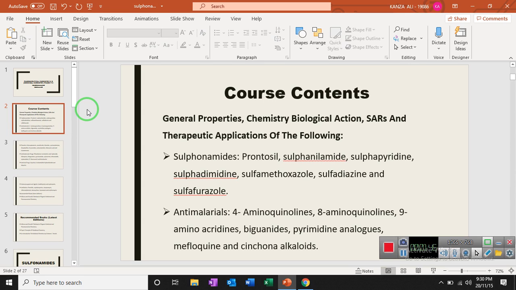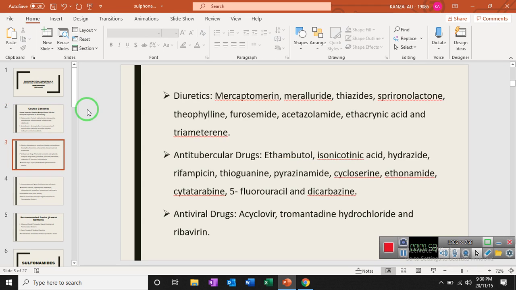Next one is the antimalarials: 4-aminoquinolines, 8-aminoquinolines, 9-aminoacridines, biguanides, pyrimidine analogues, mefloquine, and cinchona alkaloids. Next, we have the diuretics: mercaptomerin, amiloride, thiazide, spironolactone, theophylline, furosemide, acetazolamide, ethacrynic acid, and triamterene. Antitubercular drugs include ethambutol, isonicotinic acid derivatives, hydrazide, rifampicin, thioguanine, pyrazinamide, cycloserine, ethionamide, cytarabine, 5-fluorouracil, and dacarbazine.